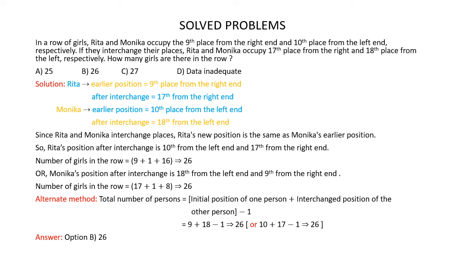Now let's solve this problem using the initial position of Monica and interchanged position of Rita. So we know that the initial position of Monica is 10th place from the left end and interchanged position of Rita is 17th place from the right end. So total number of girls in the row will be 10 plus 17 minus 1, which is 26. So again we find that there are 26 girls in the row. So the correct answer is option B, 26.